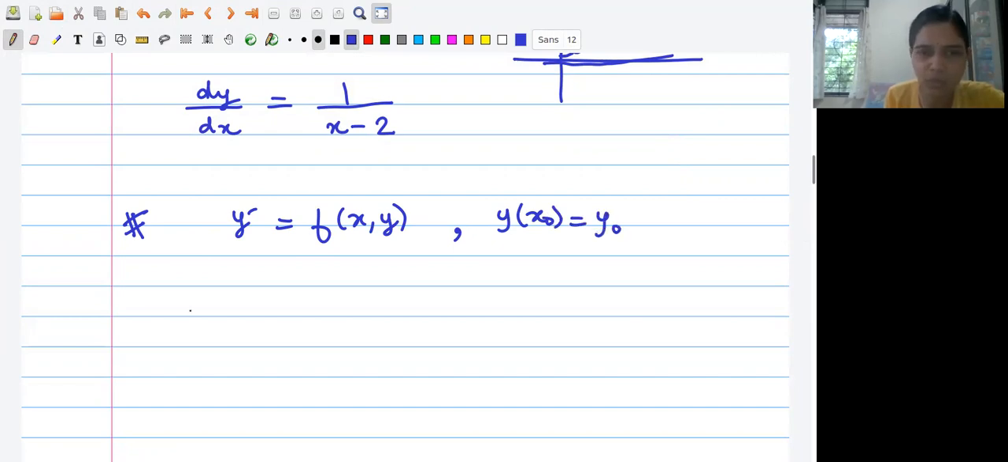So what is it that you do? You say that let y equal to phi of x be a solution, right?